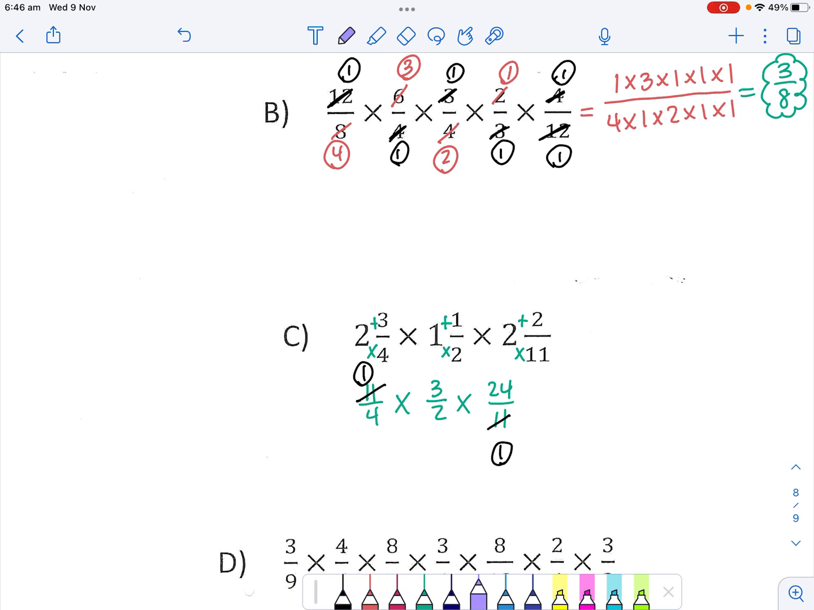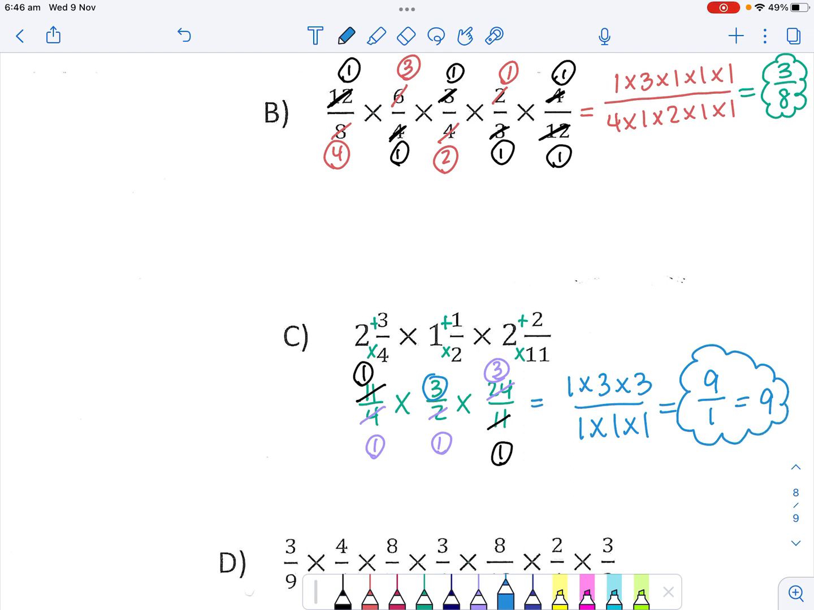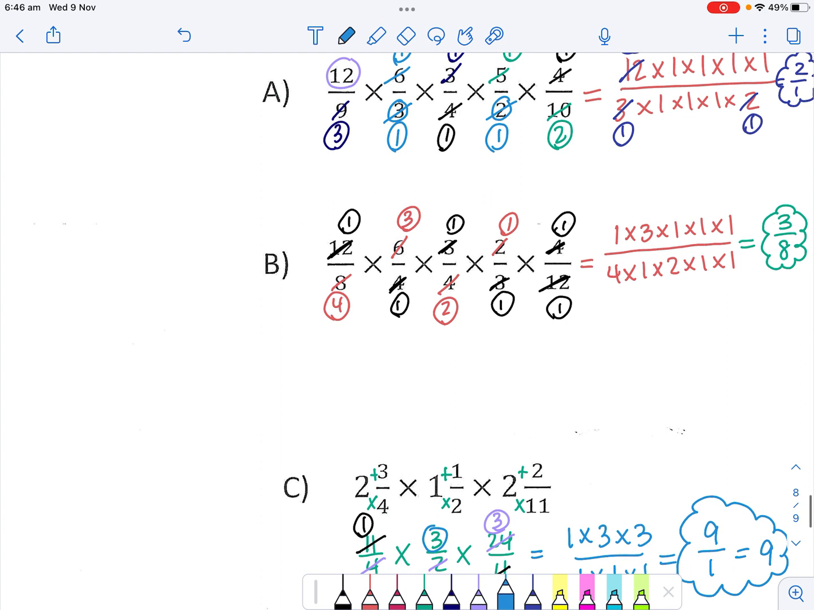So I can do 4 times 2 is 8. And 8 goes into 24 3 times. And then I've got this 3 left over on top that doesn't cancel with anything. So on top, I've got 1 times 3 times 3. And then the bottom is 1 times 1 times 1. So I get 9 over 1 or 9. Either answer here would be correct. Same thing up here. If you just gave me 2, that would also be correct.